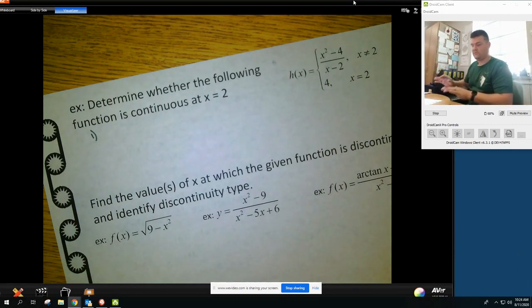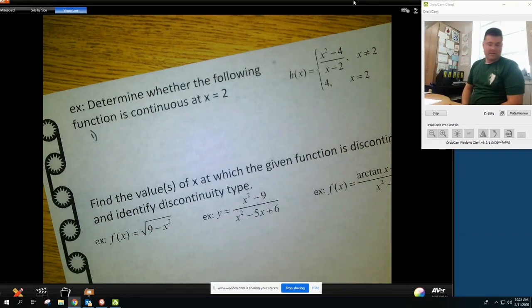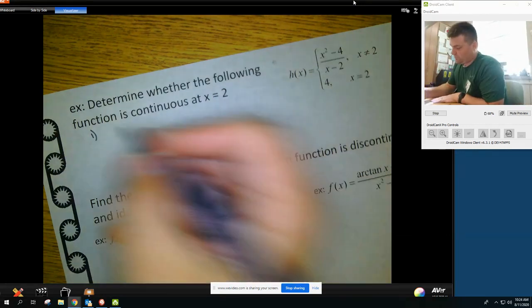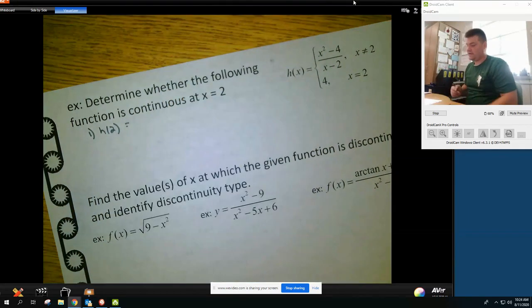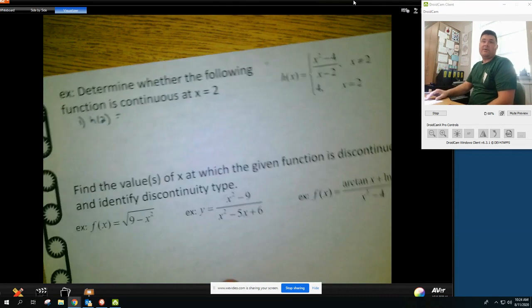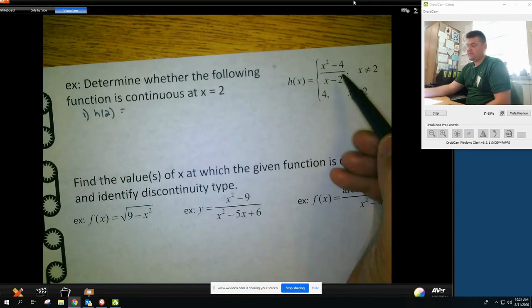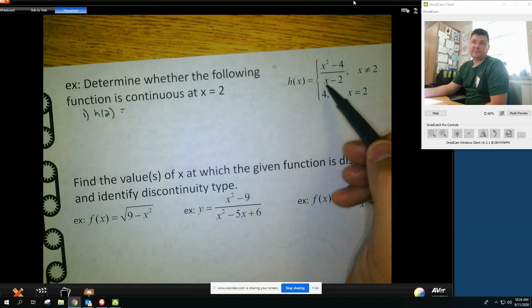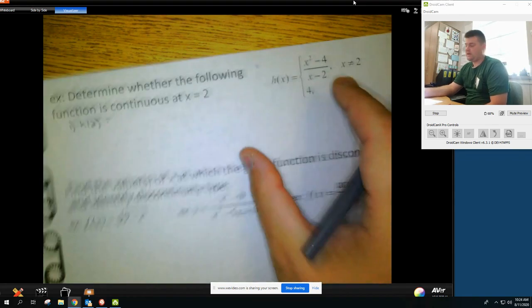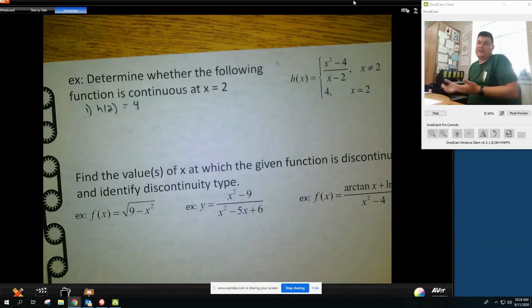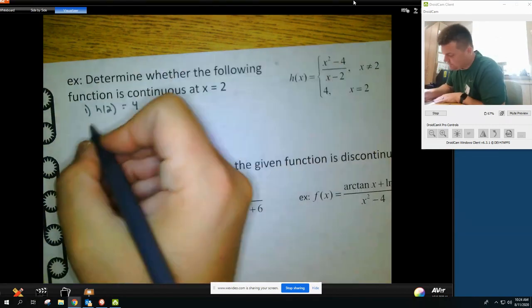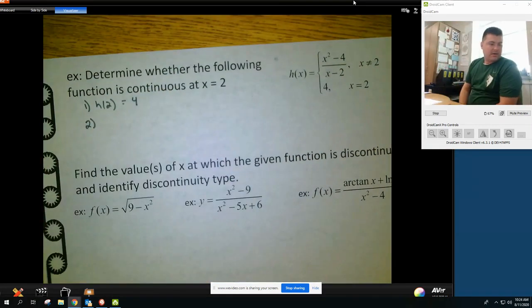All right, very gentle. Okay, so to find this algebraically, we need to say that f of 2 is defined. Well, in this case we have h, not f. Look at my piecewise function. This is going to be x squared minus 4 over x minus 2 everywhere except for 2. At 2, it's actually 4. So h of 2 equals 4. That implies that it's defined. So step 1, it's good. Step 2.